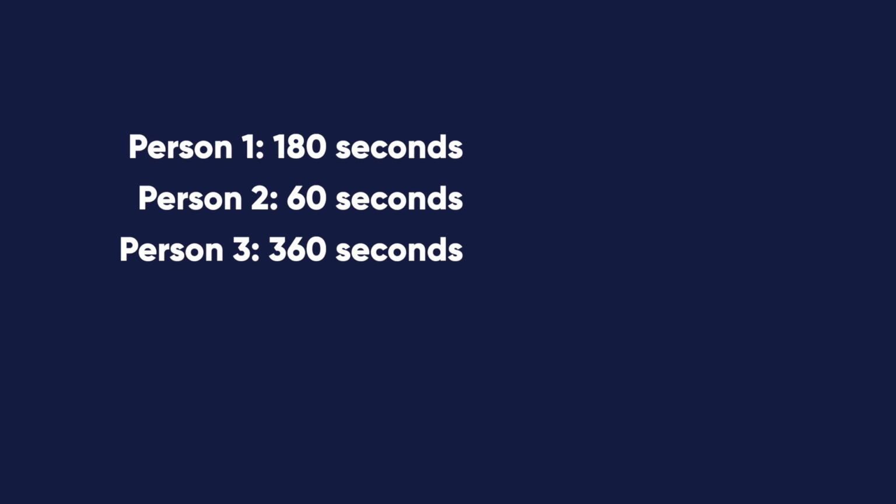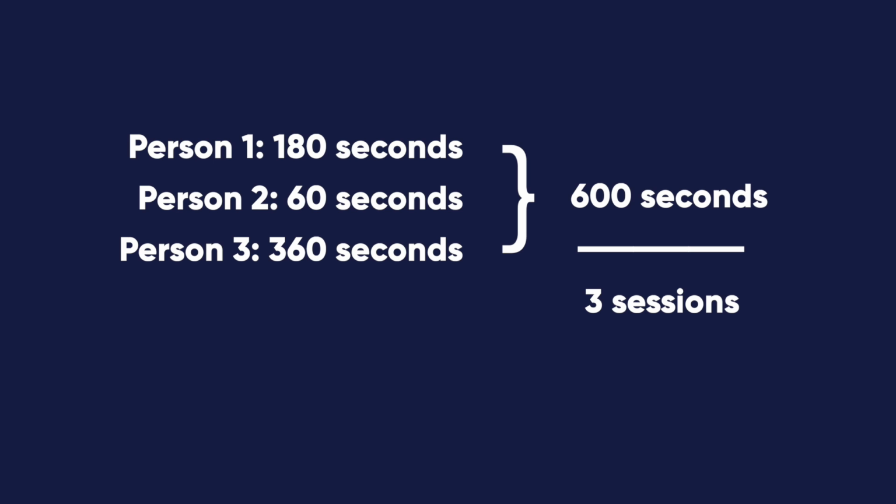So to calculate the average session duration, Google Analytics would take the total time, which is 600 seconds, and then divide that by the number of sessions, which is 3. And then that would give you an average session duration of 200 seconds, or 3 minutes and 20 seconds, which is how you'll see it in the dashboard.